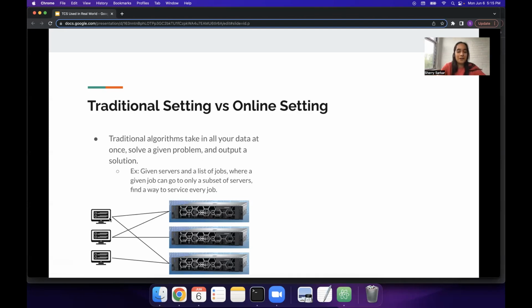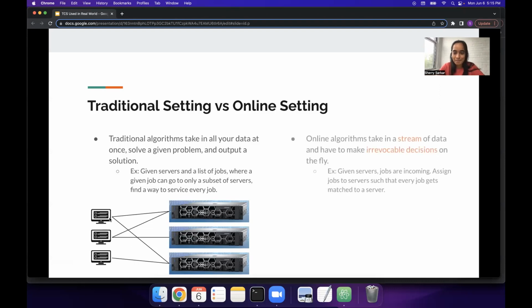That's usually what most algorithms over time have done. But now we might be interested in a different setting, online algorithms, which take in a stream of data and have to make irrevocable decisions on the fly. So the online version of the problem that I stated before is I have a whole bunch of servers and jobs are coming online. It's a stream of jobs.